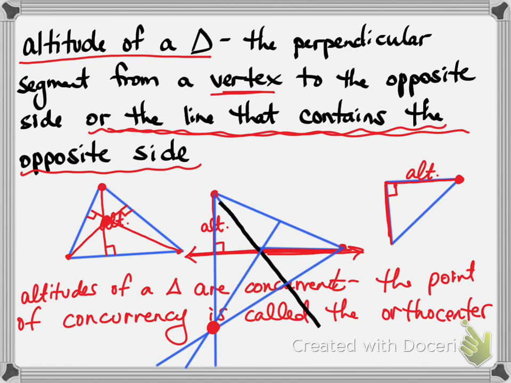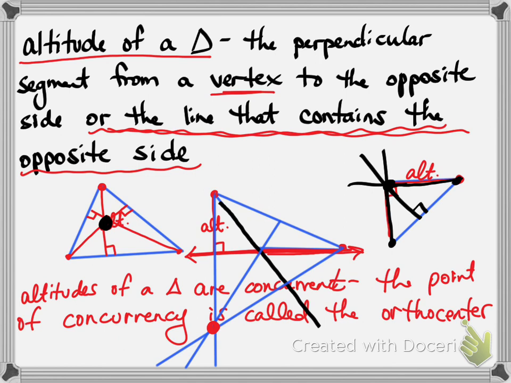Here's the orthocenter. It's inside the triangle, on the acute triangle. On the obtuse triangle, it's outside the triangle. Remember, this was the original triangle right here. And for the right triangle, for this vertex, that's an altitude. For this vertex, that's an altitude. And for this vertex, this is an altitude. And they all 3 cross right there, if you let them all continue. There's your orthocenter. And just kind of cool.